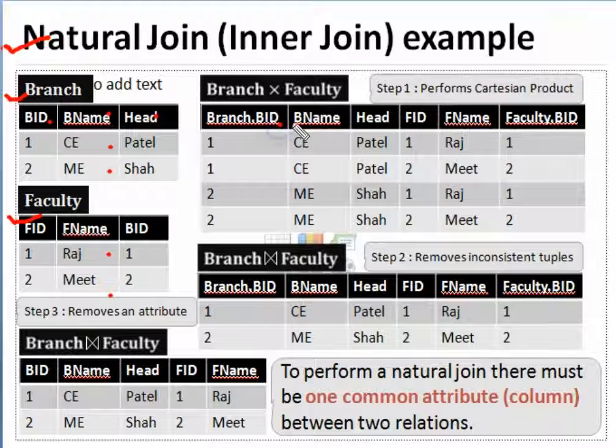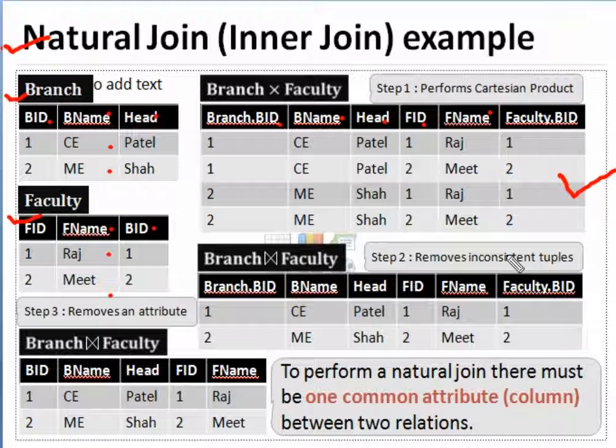The attributes are bid, bname, head, that is the bid of the branch table, the branch name, head, then fid, fname, and bid, that is the faculty id, faculty name, and faculty dot bid. So this is the Cartesian product.